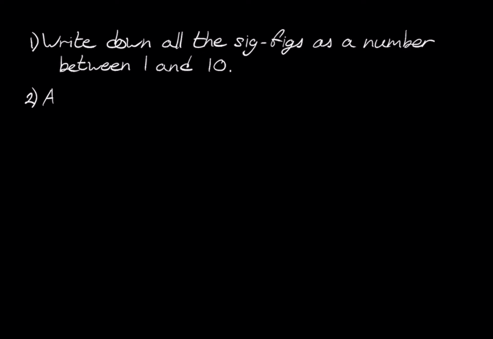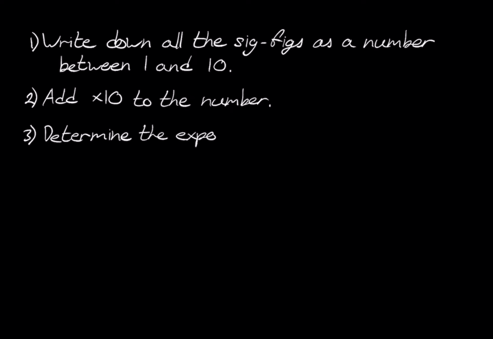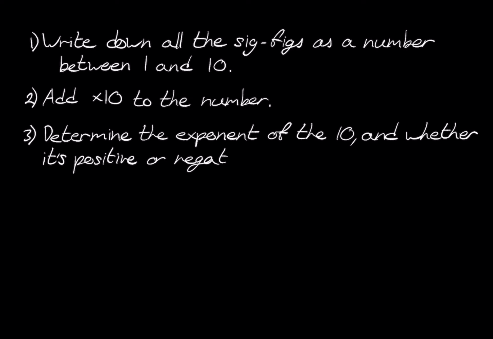The next step is to add times 10 after the number. And the final step is to determine the exponent of the 10 and whether it's positive or negative. Now let's walk through all these steps with an example. The number we're going to use will be 6,050,000,000,000.